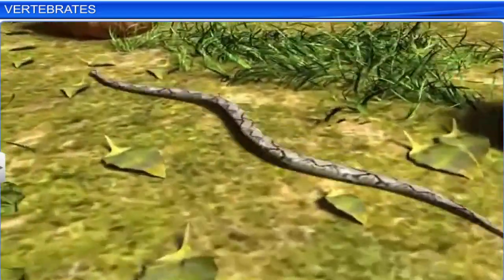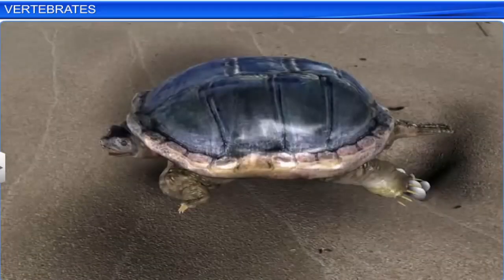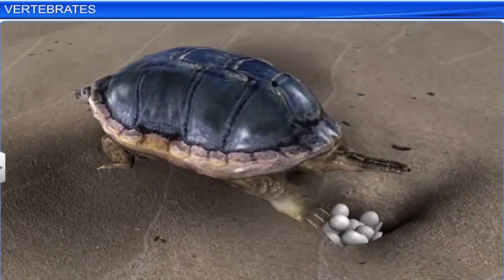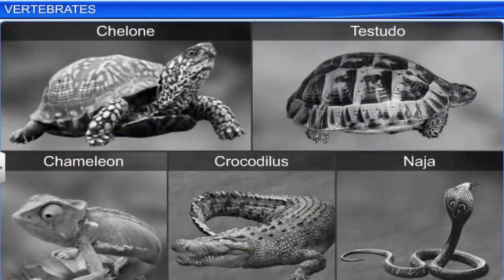Some reptiles, such as snakes and lizards, shed their skin. In reptiles, the sexes are separate and fertilization is internal. They are oviparous and exhibit direct development. Some common reptiles are chelone, testudo, chameleon, crocodilus, and naja.